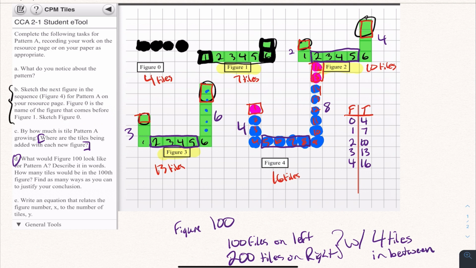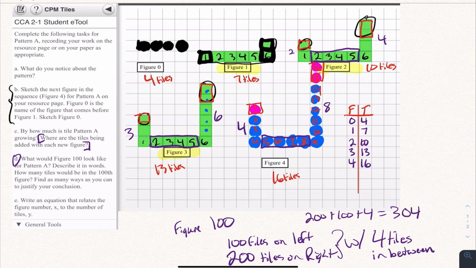So how many tiles would be in our 100th figure? Well, you have 100 tiles plus 200 tiles plus the 4 tiles in the middle. To me, that sounds like 304, doesn't it? So I would have 200 plus 100 plus 4. I had 304 tiles in total.